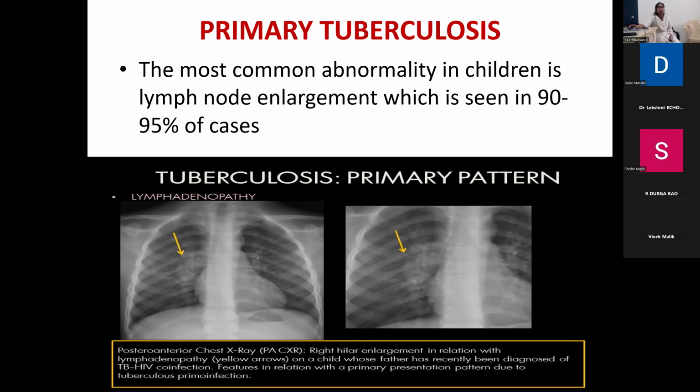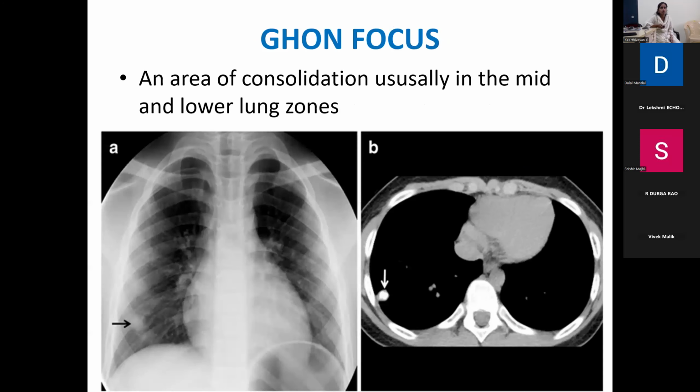In children, the primary pattern in primary tuberculosis is mostly hilar lymph node enlargement. Can you see the loss of the concavity? See the concavity here, it is there, but what is happening to the concavity here? There is loss of that concavity. That means there is a right hilar lymphadenopathy present. It is one of the most common findings that you see in children in primary tuberculosis.